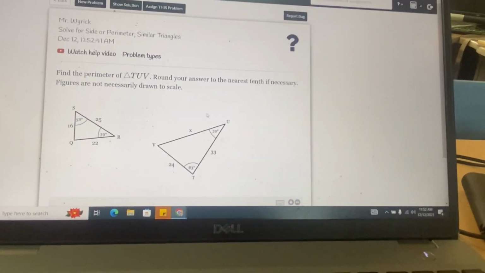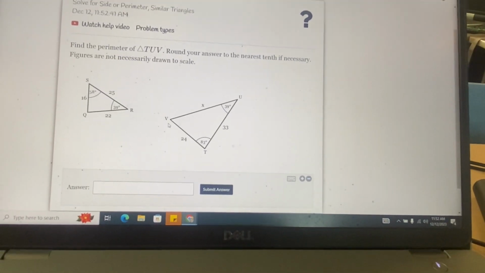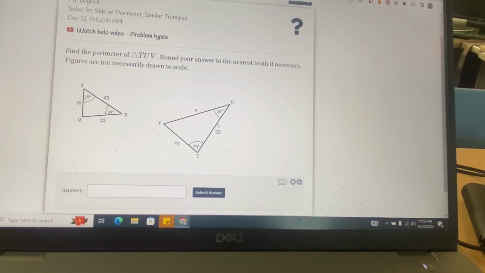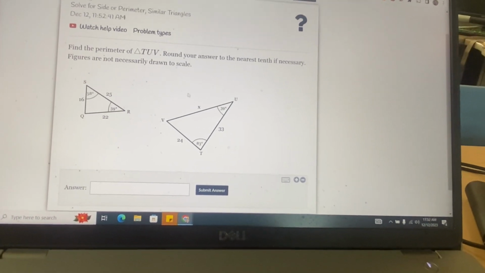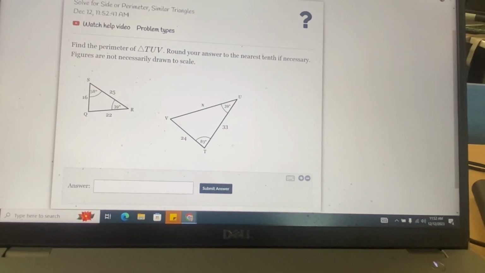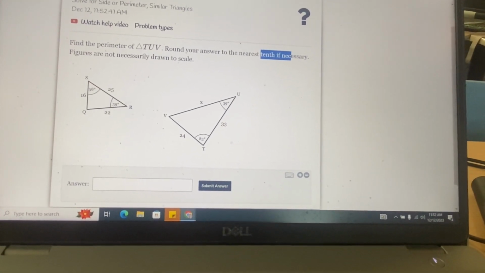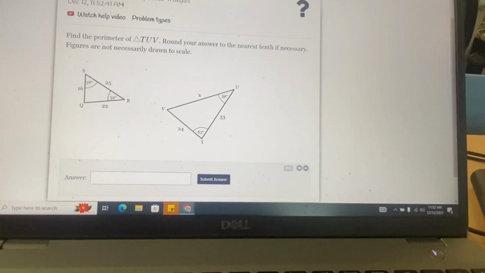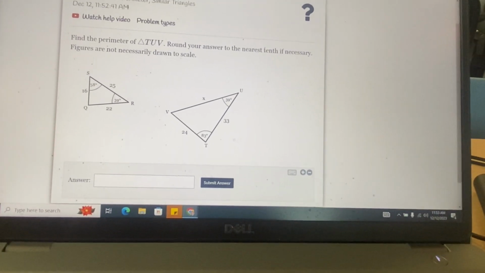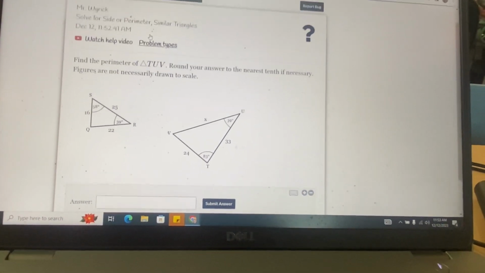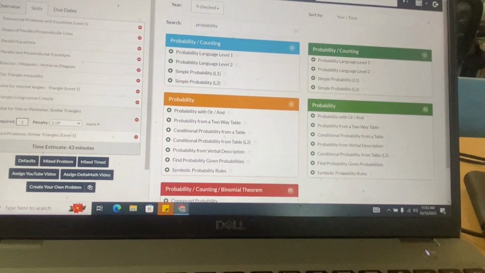Solving for side or perimeter. This one we've been spending some time on here lately. I don't want to spend a ton of time with it, but it's just matching it up. 22 is to 33 as 25 is to x. Cross multiply, solve. Make sure that you pay attention to where it wants it rounded. The nearest tenth would be a single decimal place. You want to go little over big, and try to keep that consistent if you want to make sure that you know exactly what you're doing on this.